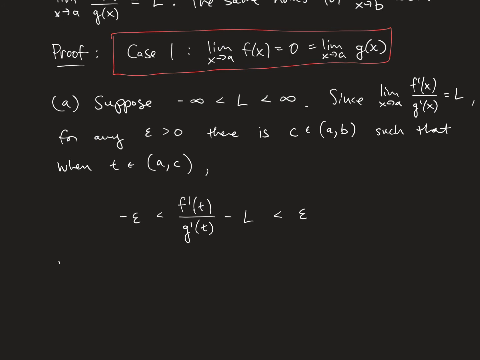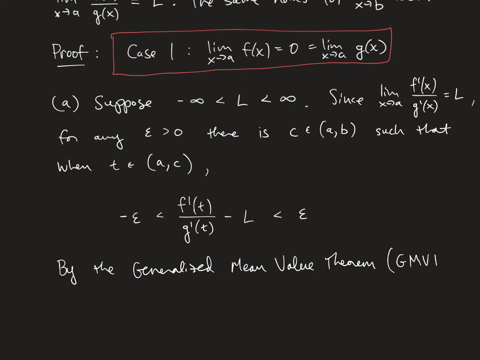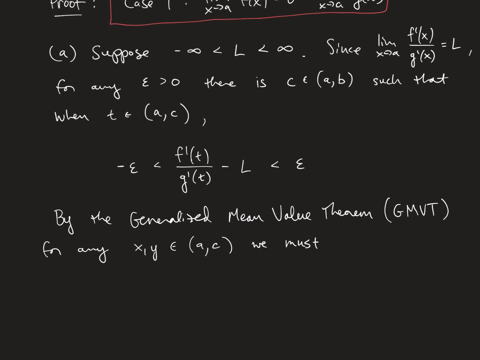So by the generalized mean value theorem, GMVT, for any x and y in the interval AC, we must then have f of x minus f of y over g of x minus g of y minus L, that's less than epsilon and bigger than negative epsilon.